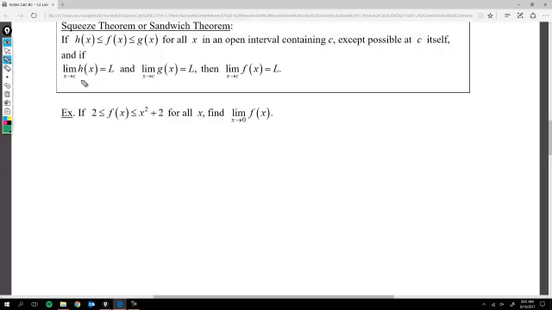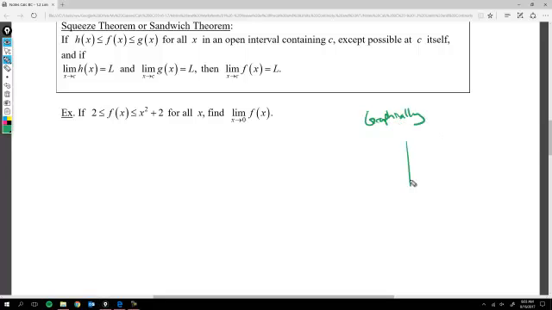And if my limit of h of x equals L, and my limit of g of x equals L as x approaches c, then my limit of f of x as x approaches c equals L. Okay, so if you think about it, it might be kind of obvious, right? Like, if this approaches a number and this approaches the same number and this is between them, then it should approach the same number, right? So if you don't understand what I'm saying, let's look at this graphically.